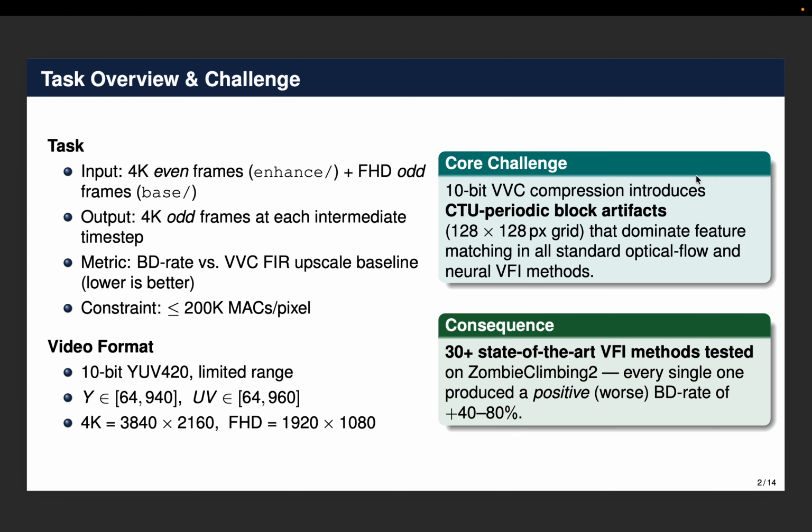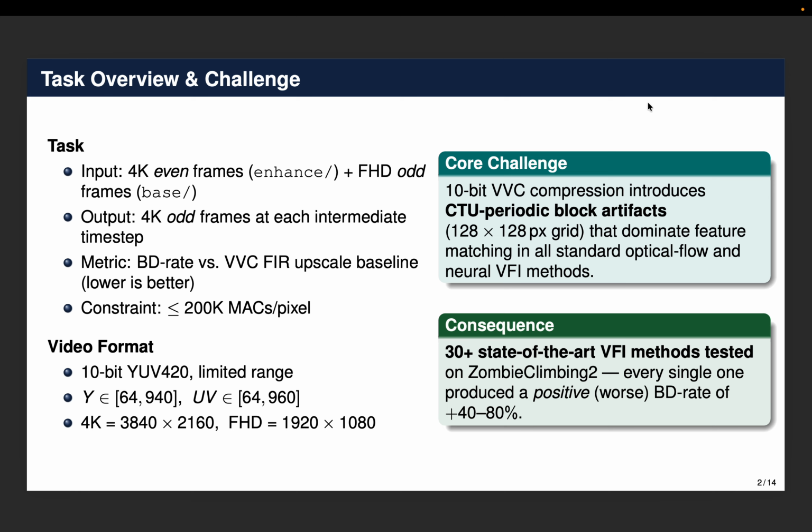The evaluation metric is BD rate against the VVC upscale baseline. A negative BD rate means we outperform the baseline. The method also has a strict complexity budget, no more than 200,000 multiply accumulate operations per output pixel.